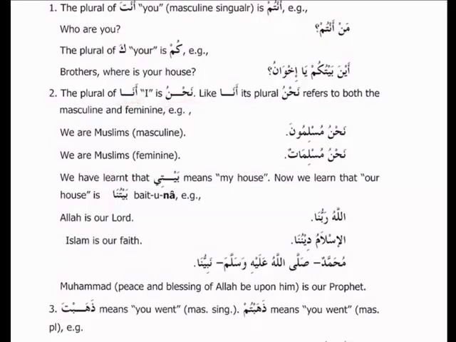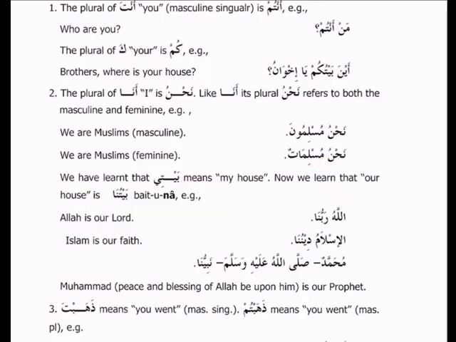Okay. And then you also learned the plural of ana is what? Nahnu. Okay. And so nahnu muslimun, we are Muslims. If it is singular, you'll say ana muslimun. And nahnu muslimun is what? We are Muslims. And if it is females, even then we will use nahnu. Nahnu will be used for both masculine and feminine, isn't it? So nahnu muslimatun. So we are Muslim women.